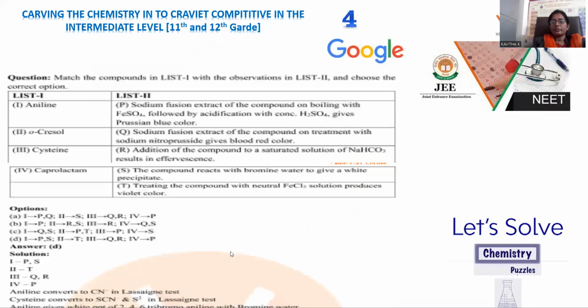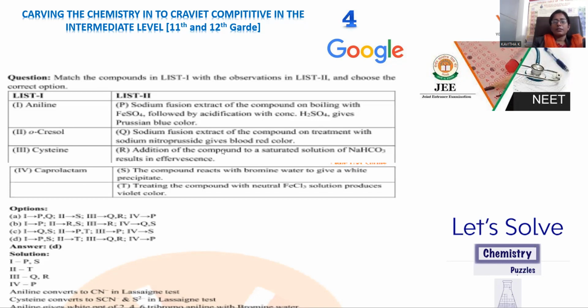Effervescence will be observed. So what R is saying is, addition of the compound to a saturated solution of sodium bicarbonate results in effervescence. Effervescence is nothing but bubbles. You can see bubbles on the surface of the solution. Those bubbles are because of carbon dioxide gas evolution. Just now we saw the chemical reaction, right? So cysteine is a sulfur containing amino acid that gives blood red coloration with sodium nitroprusside due to the presence of sulfur, and it will give effervescence due to the evolution of carbon dioxide. And the last is about caprolactam.